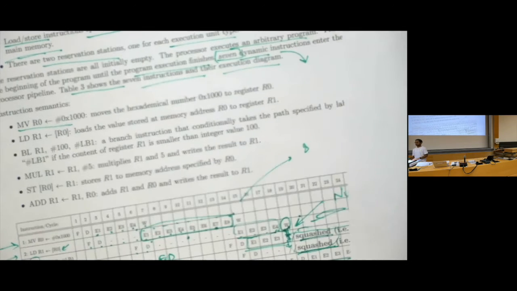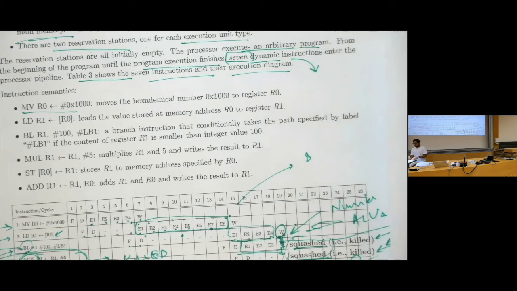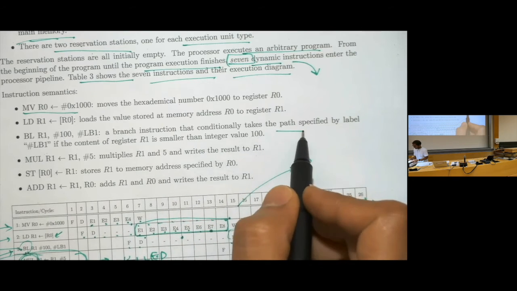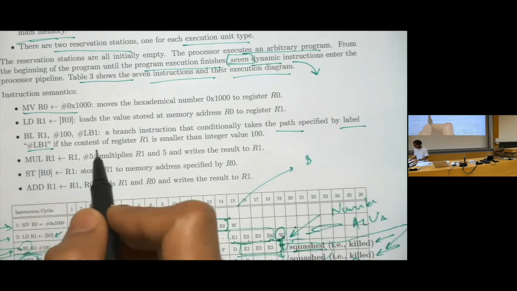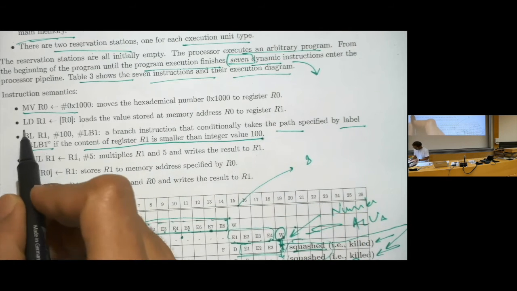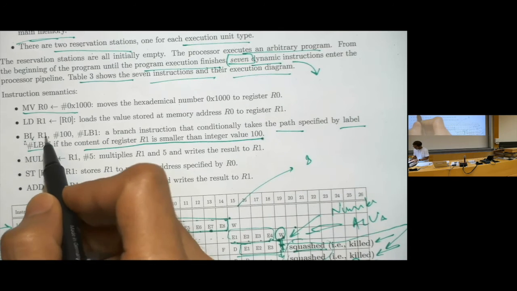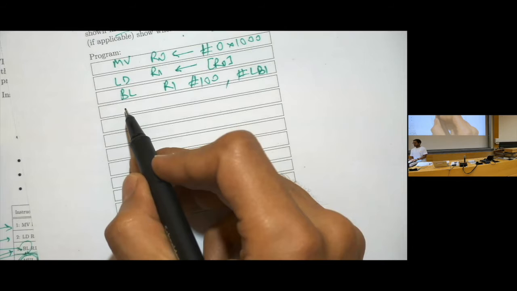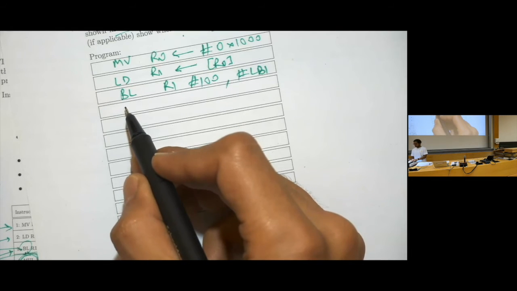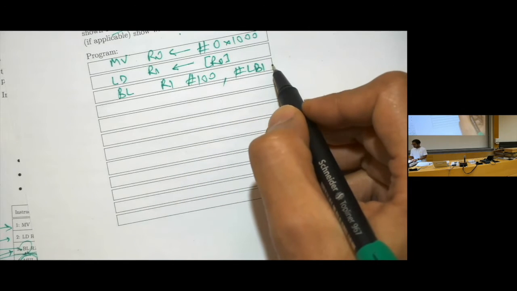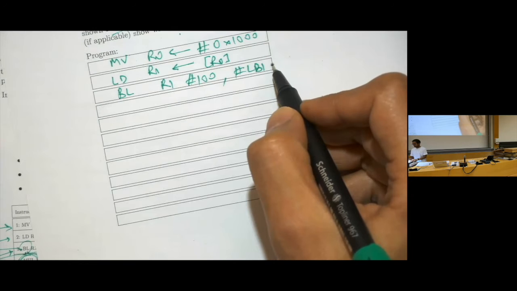Let's take a look at what the instruction semantics say. The instruction semantics for the branch instruction say that it conditionally takes the path specified by the label LB1 if the content of register R1 is smaller than the integer value 100. Okay, so branch if less than: if R1 is less than 100, go to LB1. This is interesting. Using the same semantics, this instruction in the execution diagram says branch if R1 is less than 100 to LB1. All right, now I need to figure out where LB1 would go.